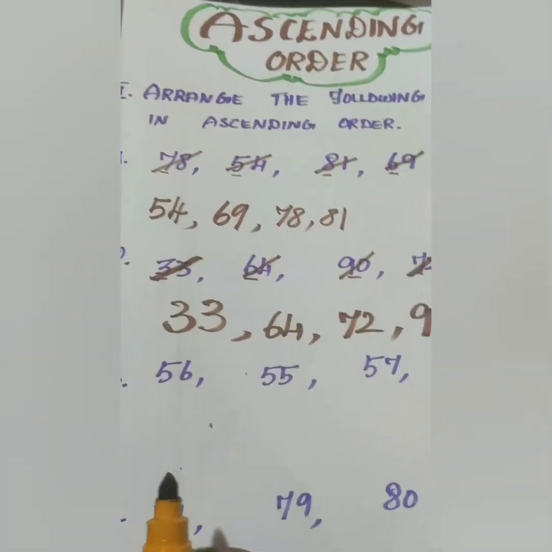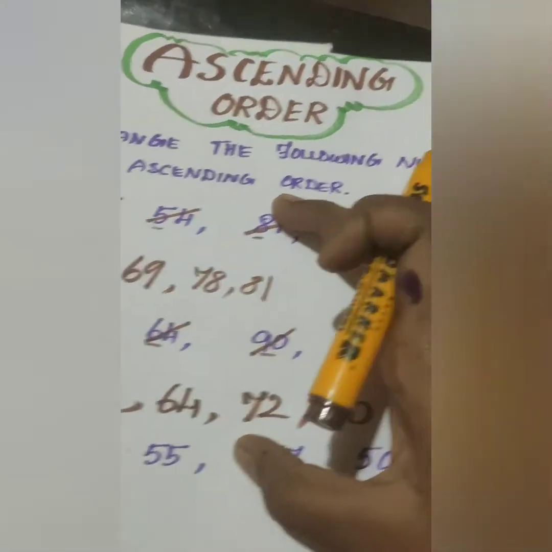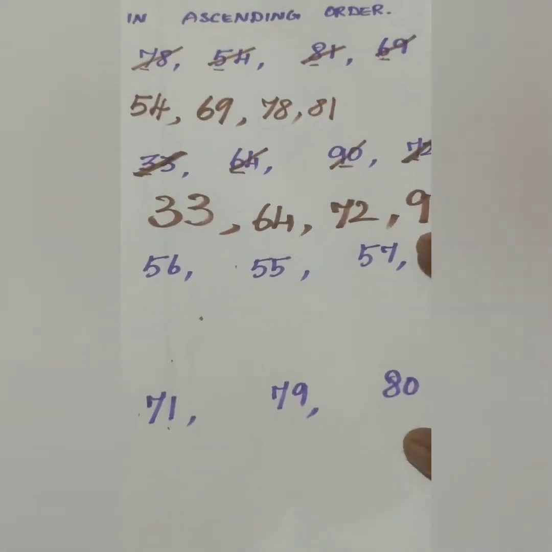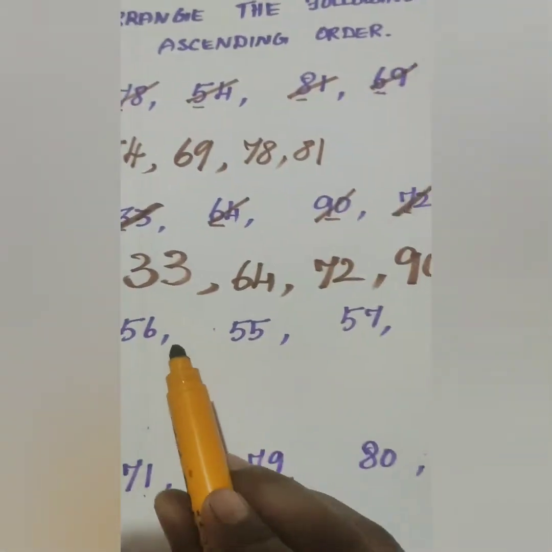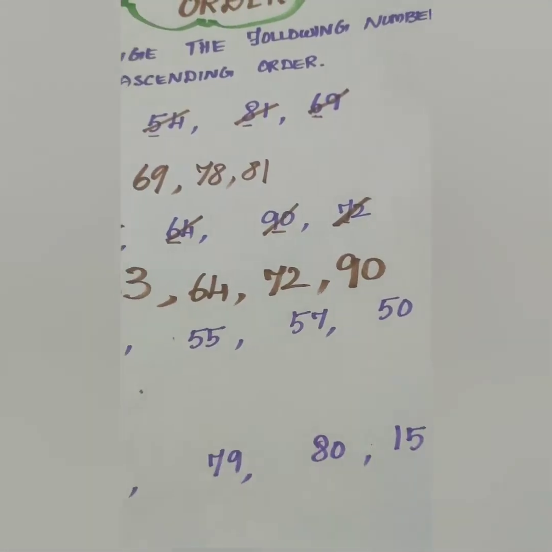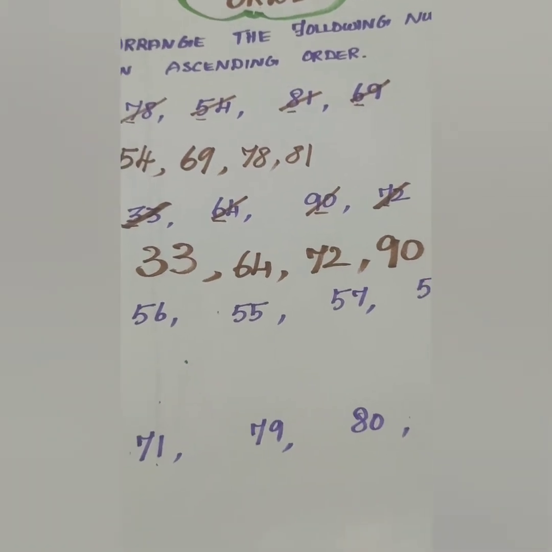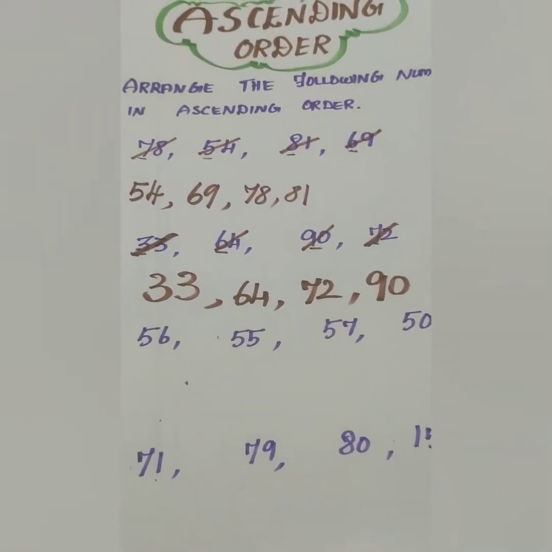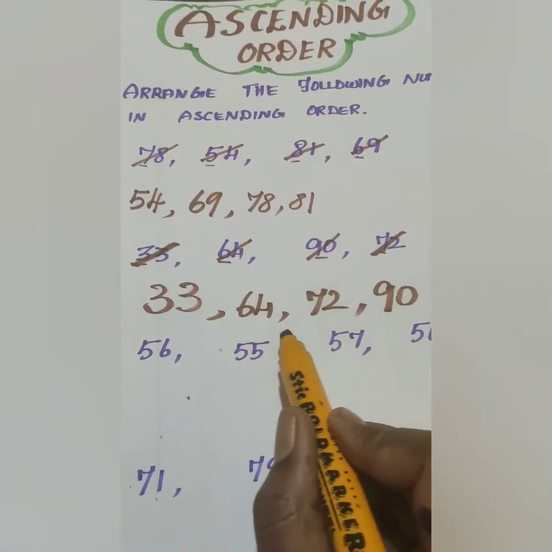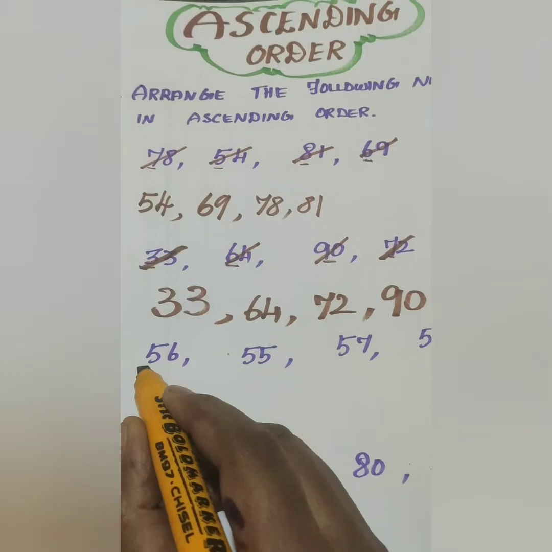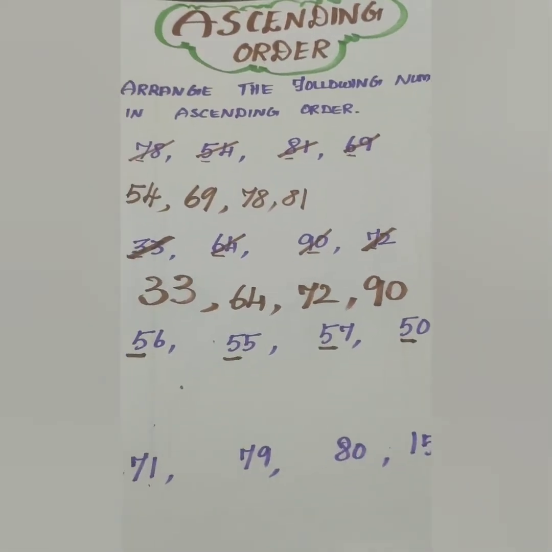Okay children. Next, the first two sums are a little different compared with these two sums. Let us see that. 56, 55, 57, 50. Can you find what is the difference? I told you whenever you are doing ascending order for 2-digit numbers, you have to see the first number. Here all the first numbers are the same. All the first numbers are 5. So we are not able to compare the first digit.